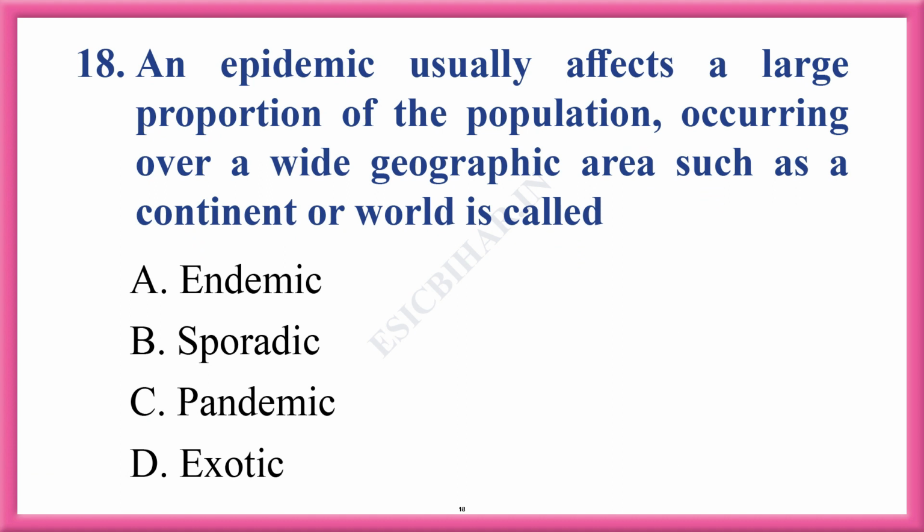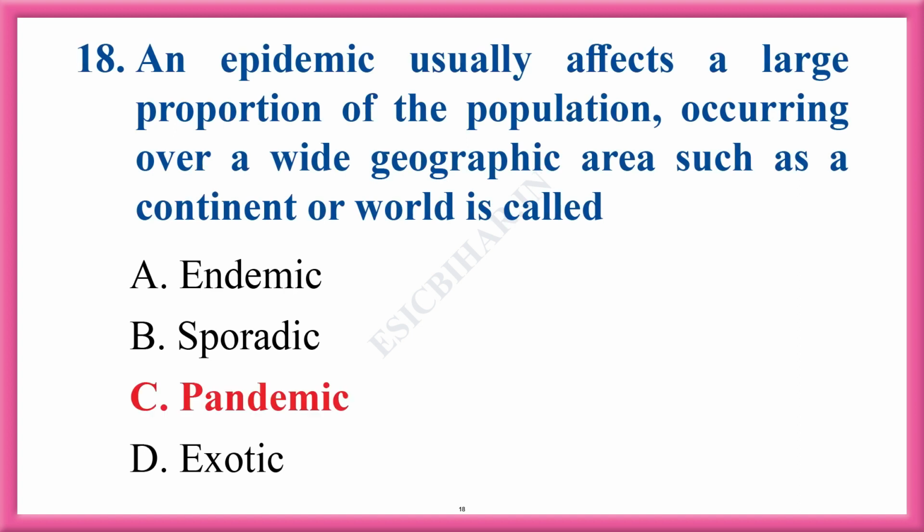Question 18. An epidemic usually affects a large proportion of the population, occurring over a wide geographic area such as a continent or world is called A. Endemic, B. Sporadic, C. Pandemic, D. Exotic. And the answer is C. Pandemic.